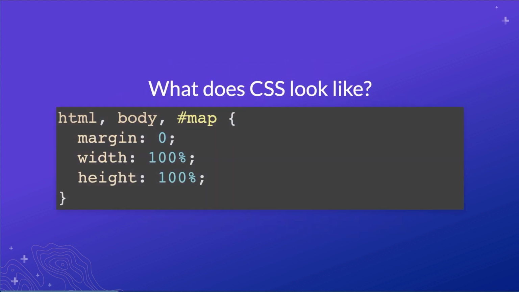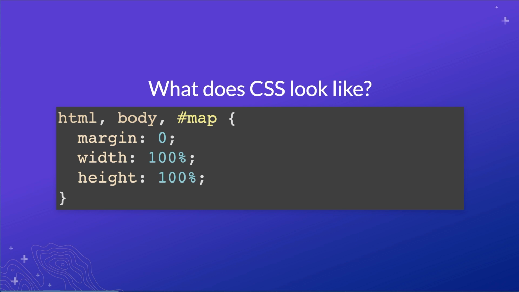Here's a single CSS rule. It's made up of selectors and sets of properties and values. The selectors select the elements inside the document. In this case, we're looking at the HTML tag, the body tag, and an element with an ID map. Properties are identifiers that indicate an element's specific stylistic features. Here we're going to change the margin, the width, and the height. Then each property is given a value that indicates your changes to that feature. In this case, we're setting the margin to 0 and the width and height to 100%.